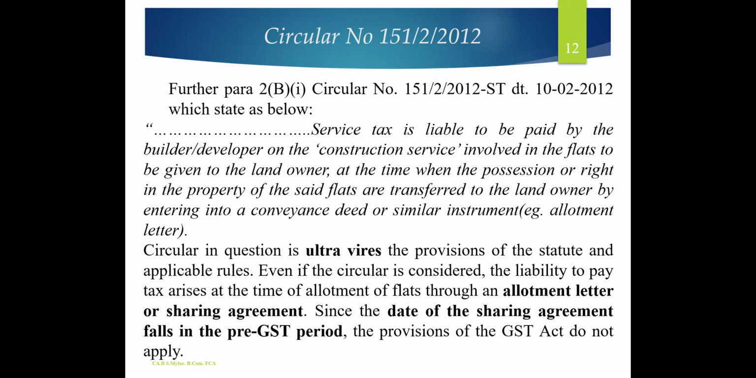Even the department has taken a view that the liability to pay arises in respect of a construction service on completion of the service. Para 2B1 says service tax is liable to be paid by a builder or developer on the construction service involved in the flats to be given to the landowner at the time when the possession or a right in the property of the said flats is transferred to the landowner by entering into a conveyance deed or similar instrument, for example, an allotment letter.